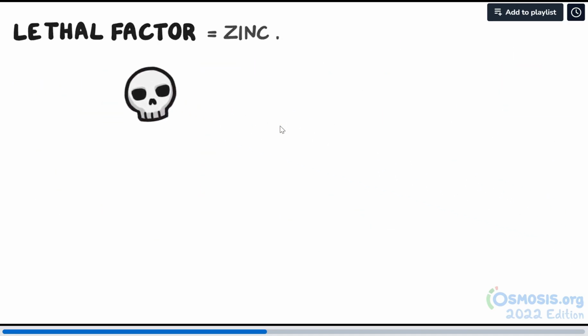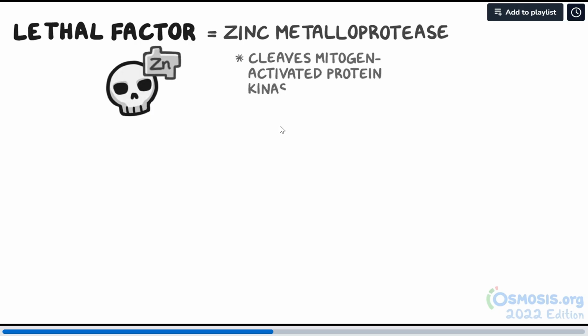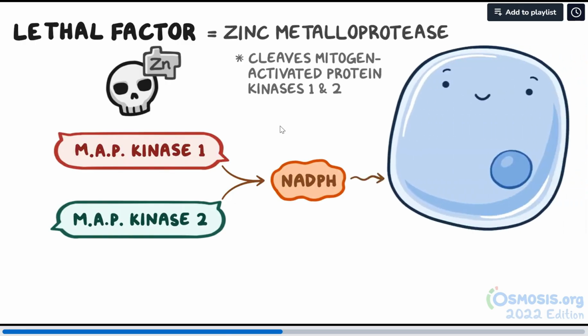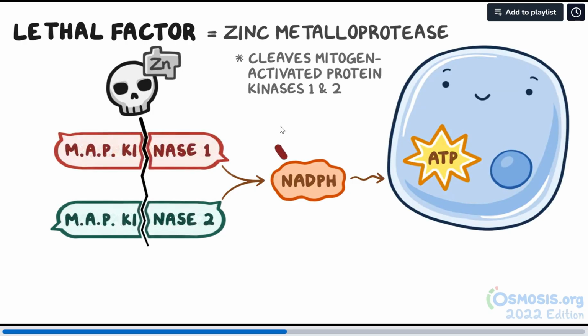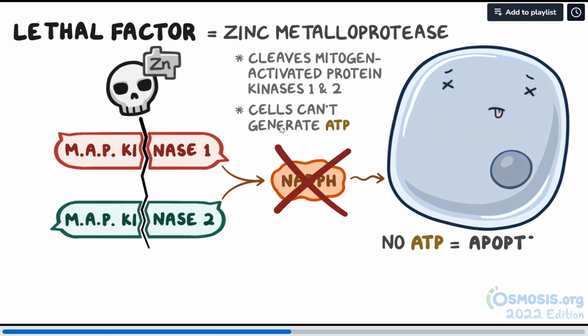Lethal factor is a zinc metalloprotease, which is a protein that utilizes zinc as a cofactor to cleave mitogen-activated protein kinases 1 and 2. These enzymes help to make NADPH, which is an important cofactor in other biochemical pathways that allow cells to generate energy in the form of ATP. So when lethal factor cleaves these enzymes, cells can't generate ATP anymore, and eventually die through apoptosis or programmed cell death.